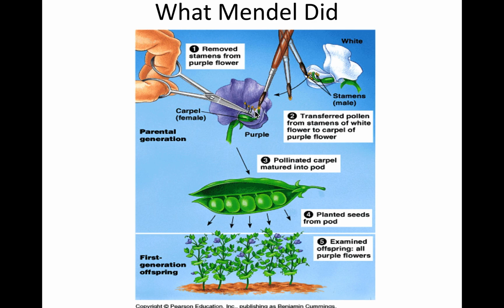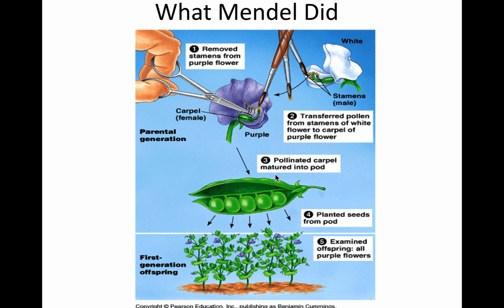So he's basically removing the pollen, and then he would brush some of the pollen. He transferred some of the pollen and he removed the pollen from this purple plant because, since this pea plant has both the male and female anatomy, he didn't want this pollen to enter the female carpel. So he cut off the purple flower's stamen, and then he took pollen from the white flower and brushed it onto the carpel of the purple flower. So he's cross-pollinating.